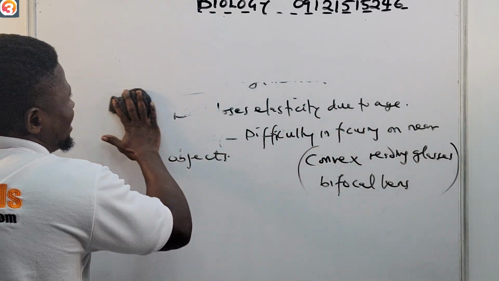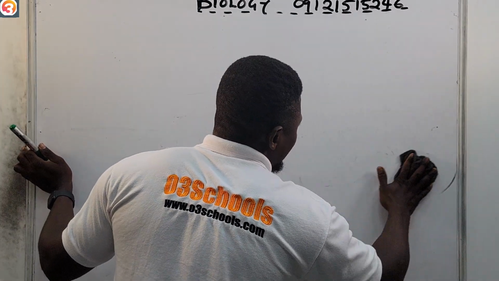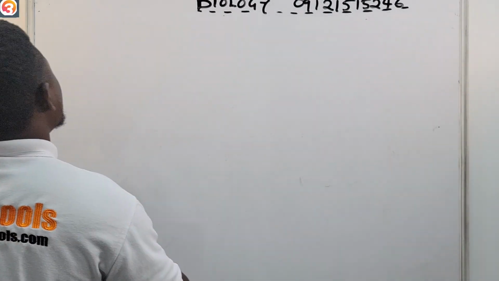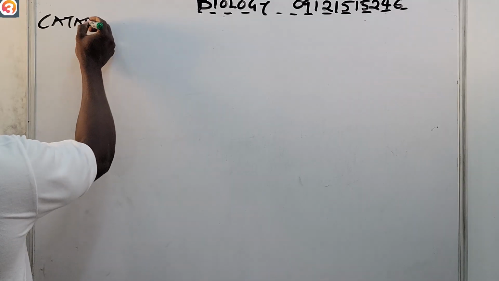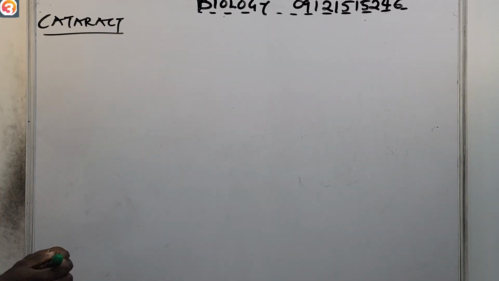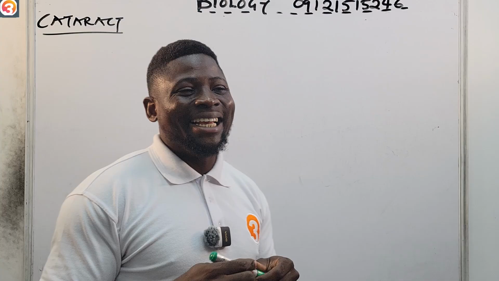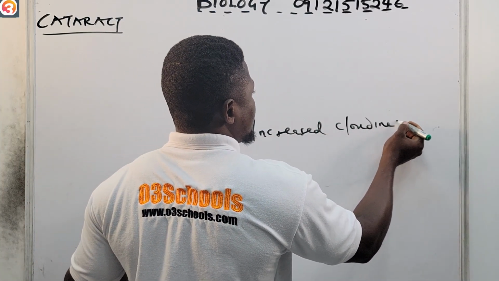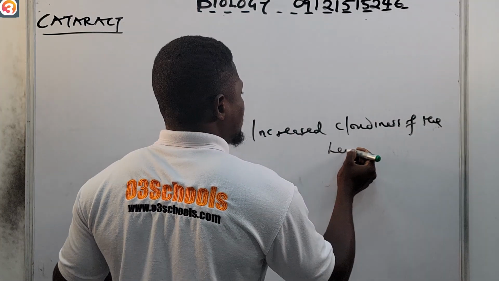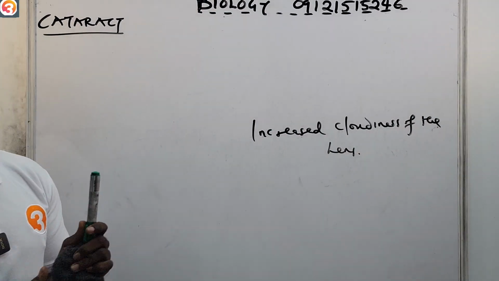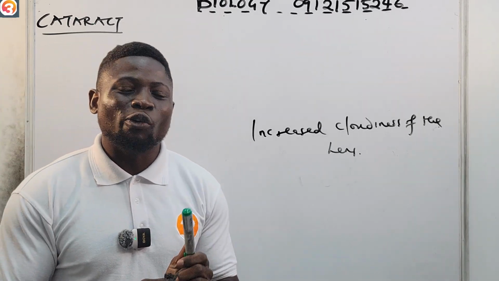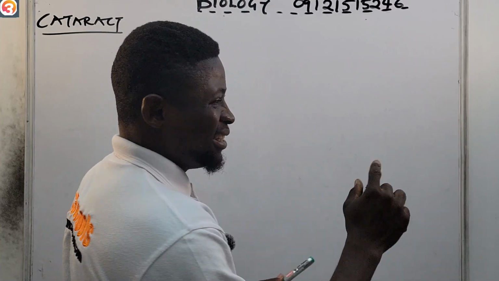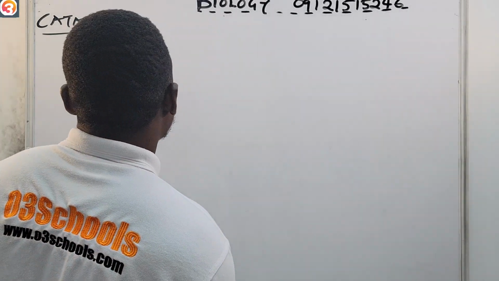C-A-T-A-R-A-C-T. Cloudiness. Cataracts. Whenever you hear cataracts, just let cloudiness come to your mind. Cataract is characterized by increased cloudiness of the lens. That's why I said cloudiness should come to mind whenever you hear cataract. So, cataract: increased cloudiness of the lens.